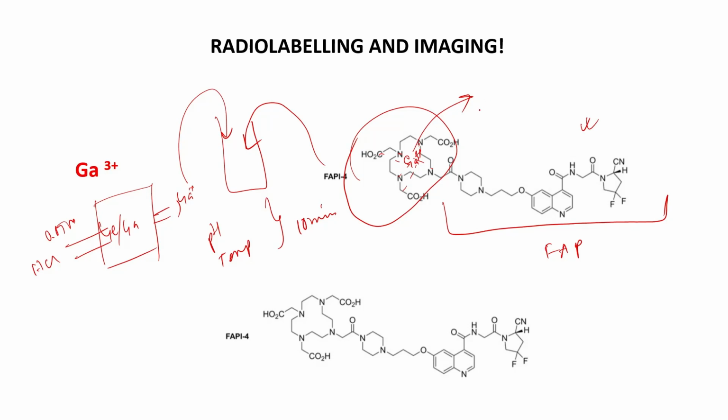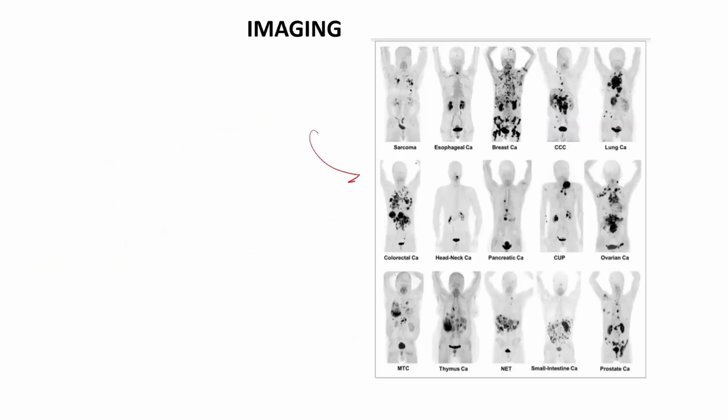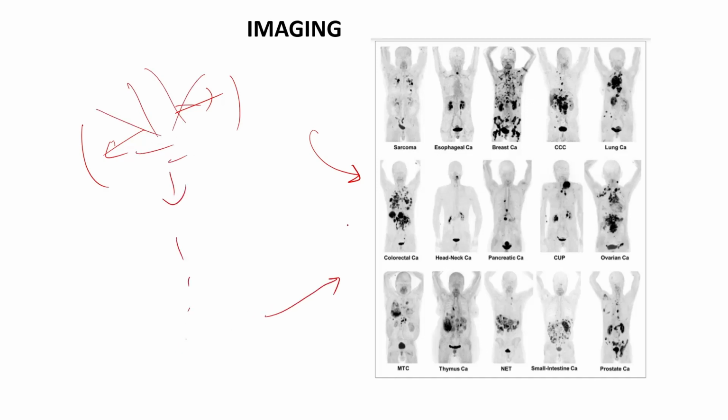So this gallium will decay by positron emission, and this positron will move around, lose energy, and finally annihilate with an electron and release 2 high energy gamma ray photons, and that will be used for imaging. That's how you get the imaging, after the detection of the number of photons along the multiple lines of response, and then reconstructing the image back. So that's how the imaging of this FAPI looks.